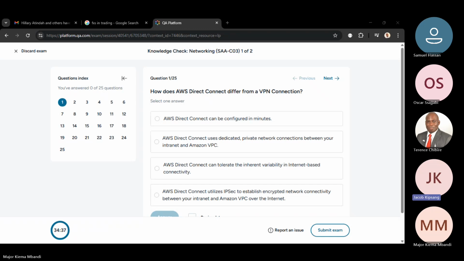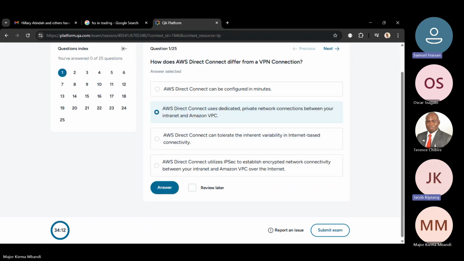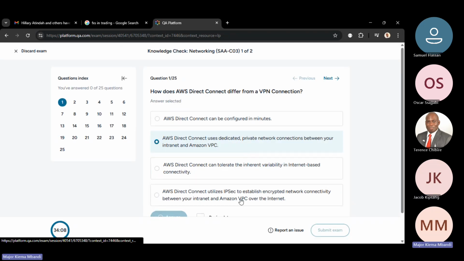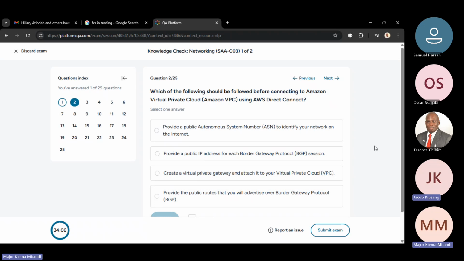So I think I'll go with option number 2. AWS Direct Connect uses a dedicated private connection between your intranet and Amazon VPC. Yep. So, Oscar and Sam, do you agree or do we move? No contention. Okay, so that's the answer. Next one.